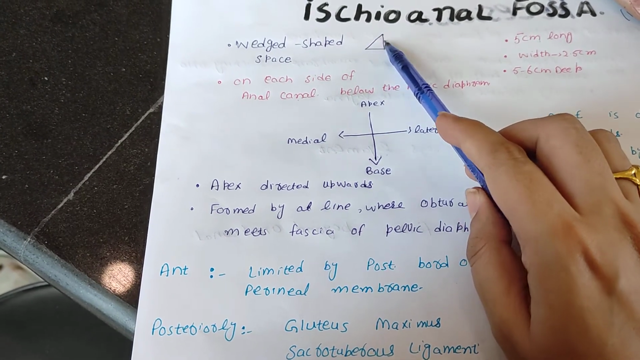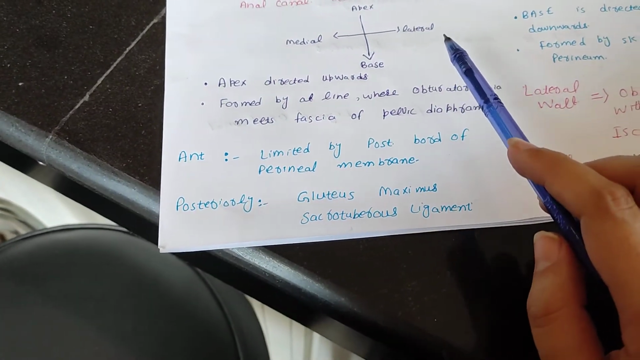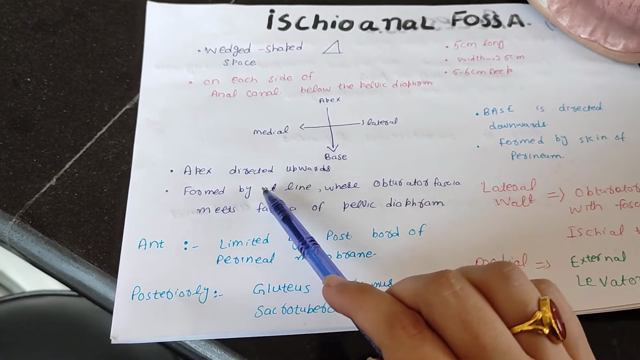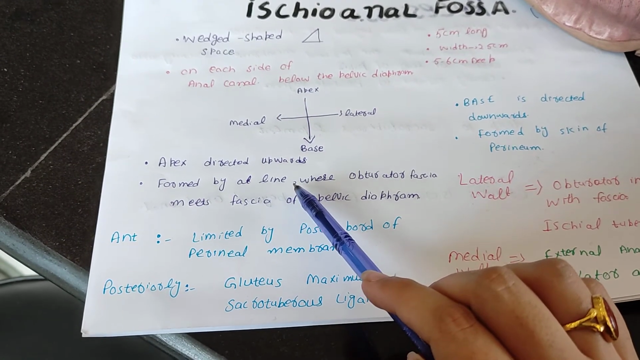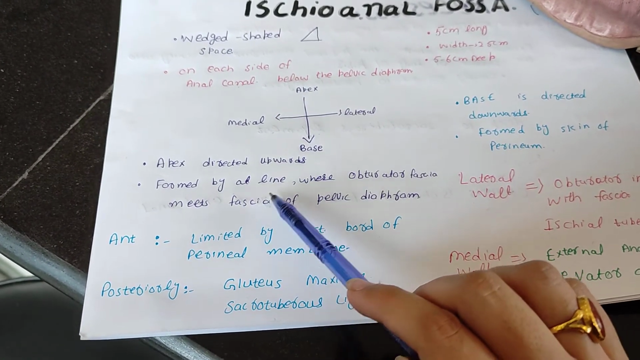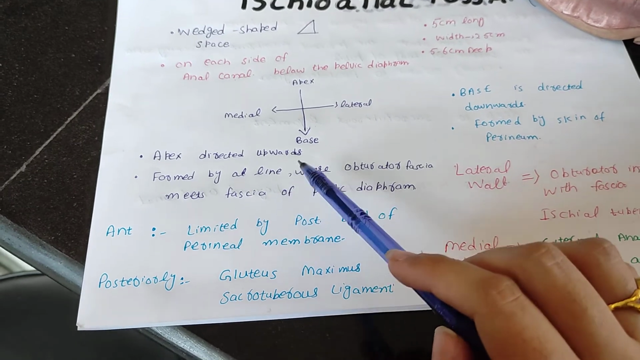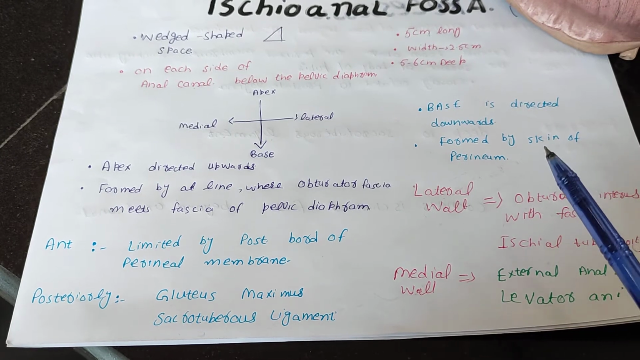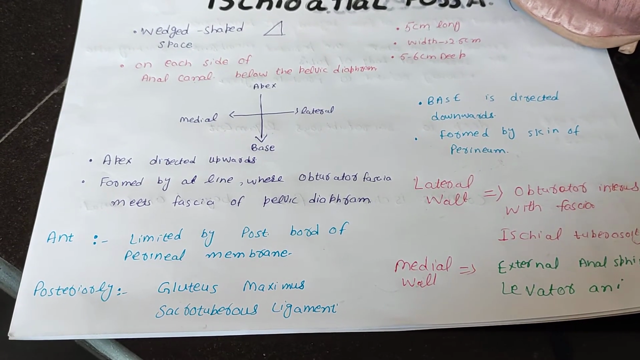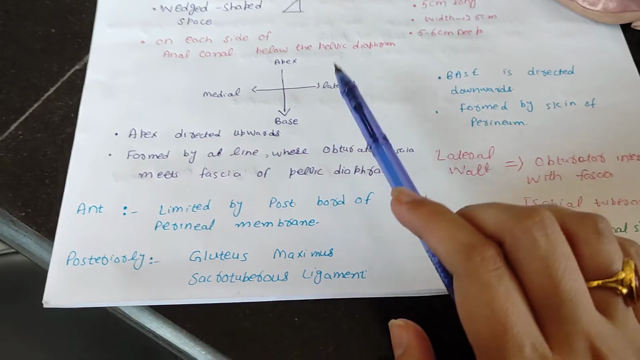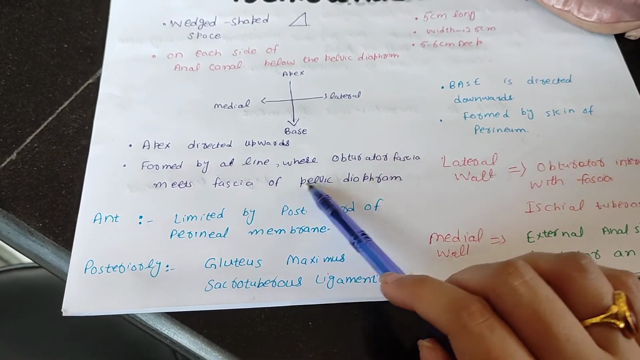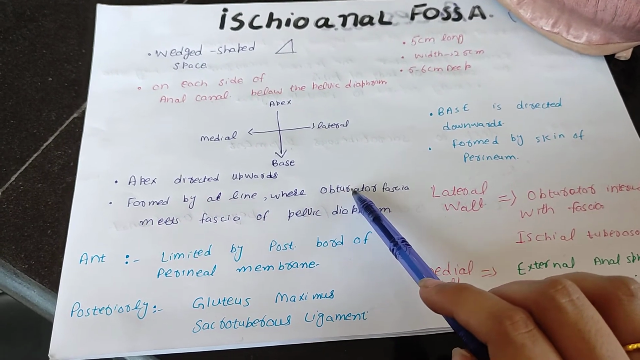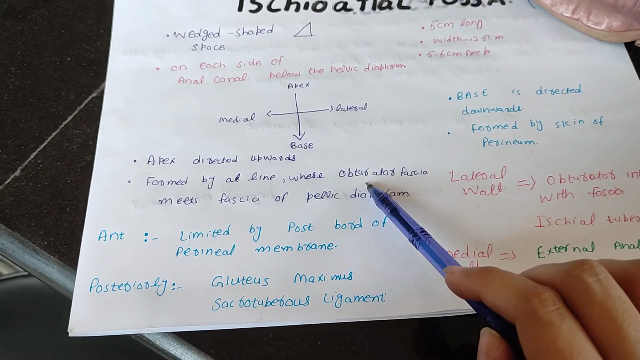Then there are medial boundaries and the lateral boundaries. Medial and lateral wall, you can say. So first of all is the apex. The apex is directed upwards, and it is formed by a line where the obturator fascia meets the fascia of the pelvic diaphragm. As we have discussed in the deep perineum and in the anal region, there are two fascias: one is superficial fascia and one is deep fascia. Deep fascia is formed by the obturator fascia and the fascia of the pelvic diaphragm. So the ischial fossa is also formed by a line where the obturator fascia meets the fascia of the pelvic diaphragm.